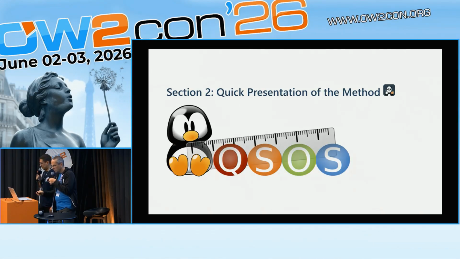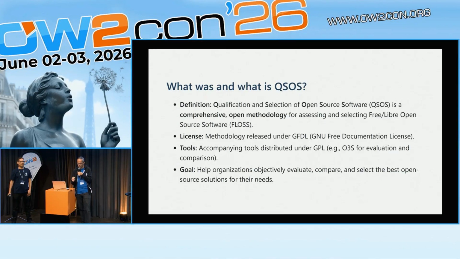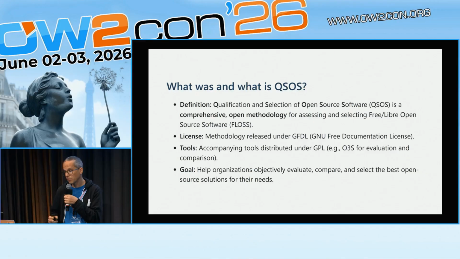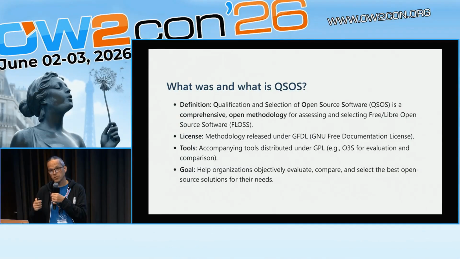Okay. So now I will talk to you with a quick presentation of a method. So what's the point of QSOS? QSOS means Qualification and Selection of Open Source Software, and it's a comprehensive and open methodology for studying free open source software. There were some tools, but when I started to use QSOS, I didn't use these tools. And we now need to industrialize the method. So we will talk about the new tools later.